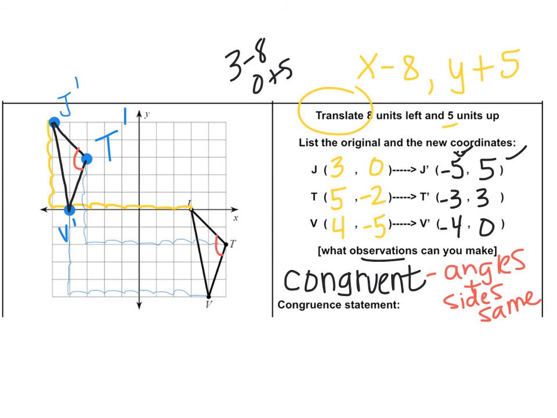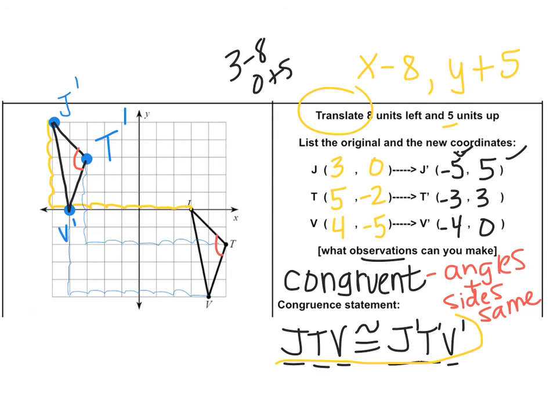And then finally, let's write our congruency statement. So here we go. Do you remember the symbol? So it's JTV is congruent to, equal with a squiggle, J prime, T prime, and V prime. We keep these all in the same order as well when you write your congruency statement. All right, how did you do? What do you think? And how are you at writing ordered pairs? Very, very important. All right, one more to go.